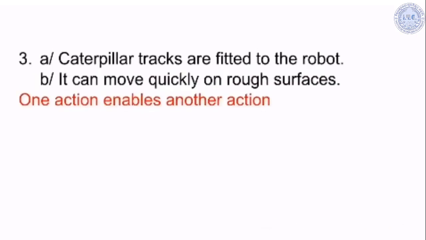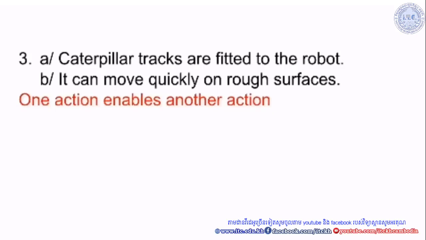So let's move to the third example. A, the caterpillar tracks are fitted to the robot. B, it can move quickly on rough surfaces. As you analyze the two sentences, we see that one action enables another action. So when one action happens, it enables, it helps the other action to happen. If without the first action, the second might not happen.